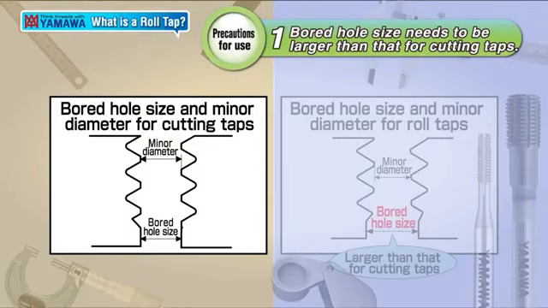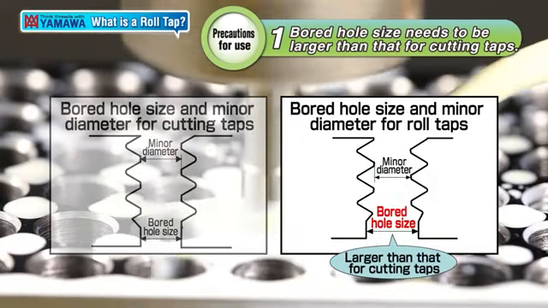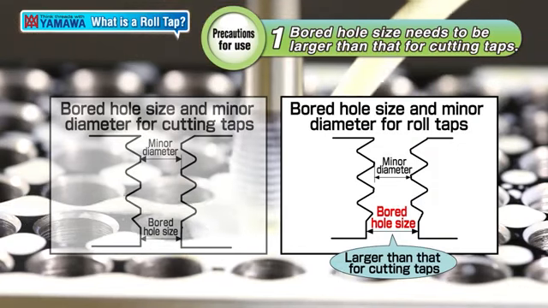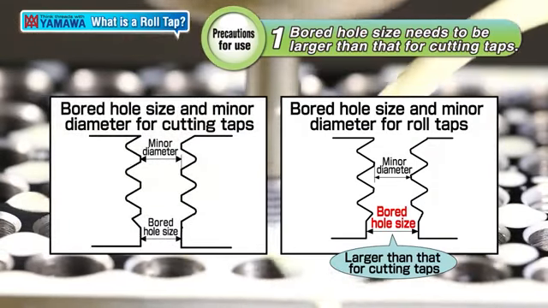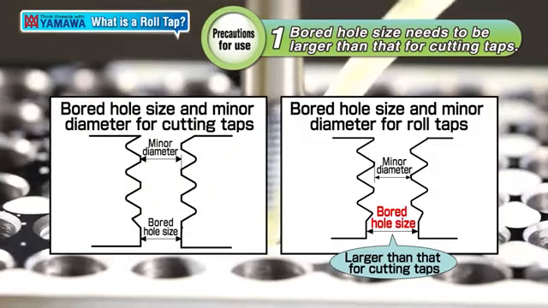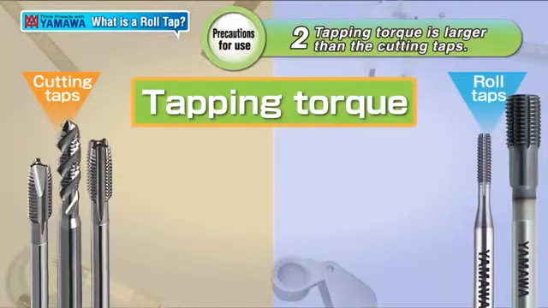When using a cutting tap for threading, the diameter of the bored hole becomes the minor diameter of the internal thread. In the case of roll form tapping, the workpiece is formed to create minor diameter of the internal thread. Therefore, the bored hole needs to be larger for roll taps than it is for cutting tap.